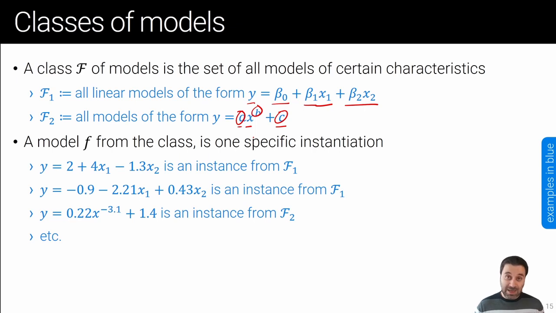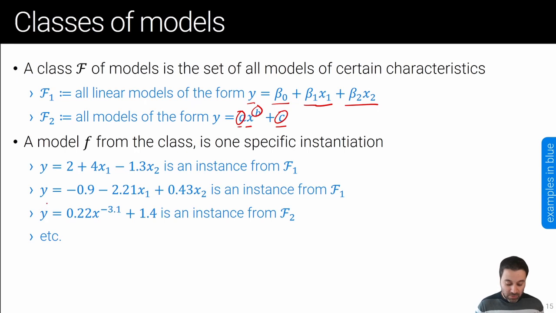So given the class of models, a model from the class is just one specific instantiation of the model. So for example, if we have this one here, y equals 2 plus 4 times x1 minus 1.3 times x2, this is an instance from F1, in which beta 0 equals 2, beta 1 equals 4, and beta 2 equals negative 1.3.